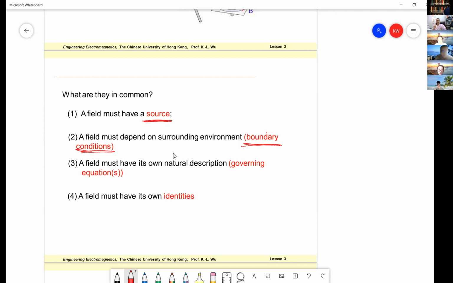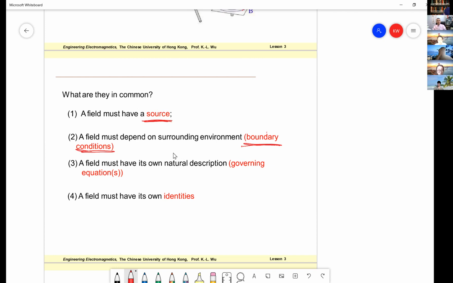Then we also have a governing equation that the field must follow. This is not an easy job. The governing equations for the electromagnetic field are the Maxwell equations. And the Maxwell equations are the greatest equations in the world, even greater than Einstein's equation, because Einstein's equation was inspired by the Maxwell equations.